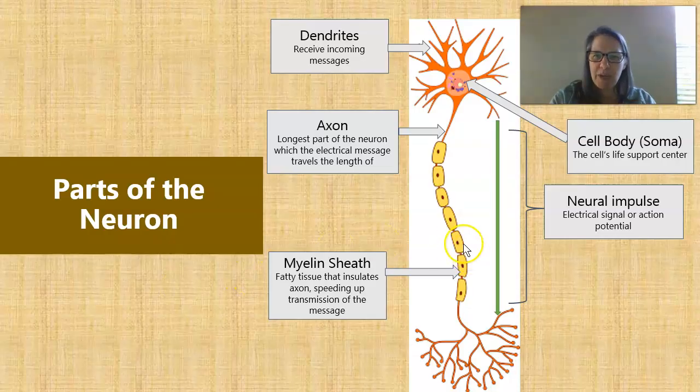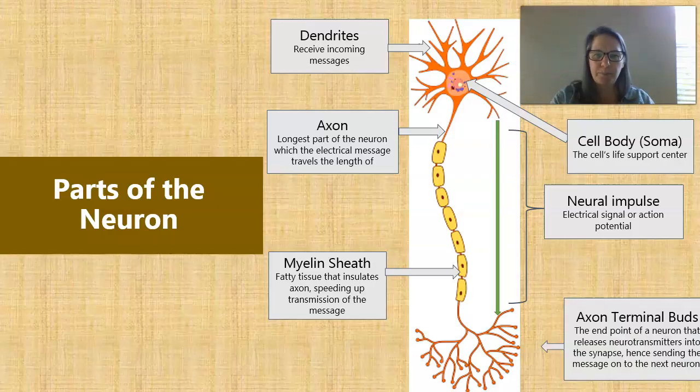On the axon, we have these little round parts that kind of look like marshmallows. These are called the myelin sheath, and these are insulators, little fatty tissue that insulates the axon. What happens there is it allows that message to speed up, to go very, very fast. Most of these messages are going really, really fast already anyway, but the myelin sheath helps with that.